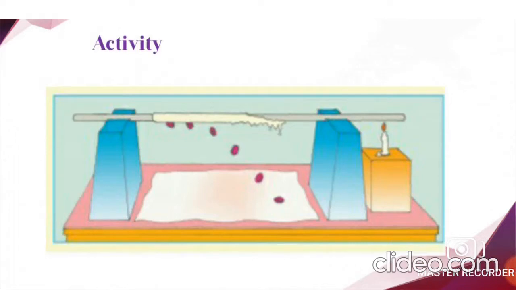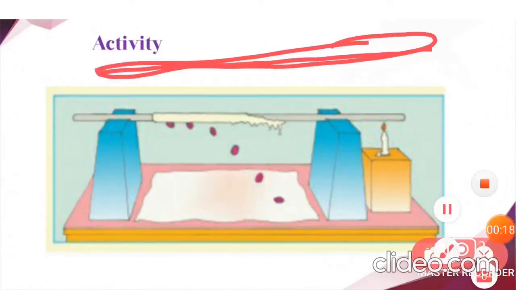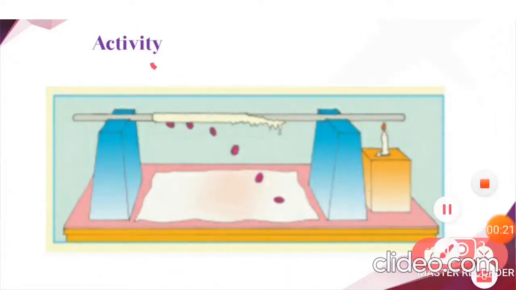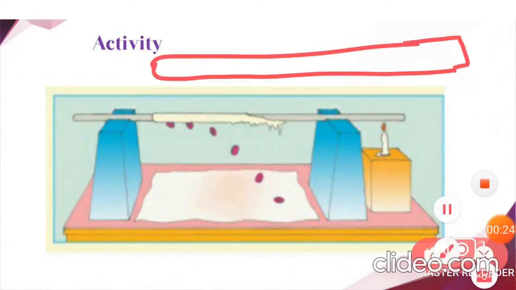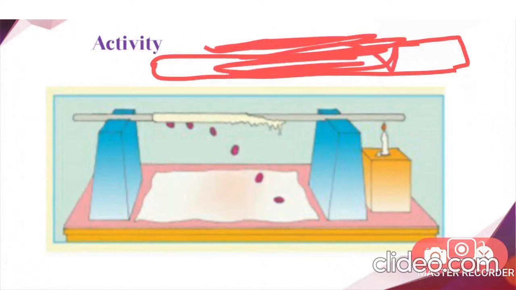For this activity, we require a metal rod, melted wax, small buttons, metal stands and a candle. In the first step, take a metal rod. Here I have taken a metal rod and coat this metal rod with a thick layer of wax. Here the wax is in liquid state. It is melted wax, right? Here I will just coat this wax on this metal rod. You just coat it properly. Yes, here I coated wax on the metal rod.